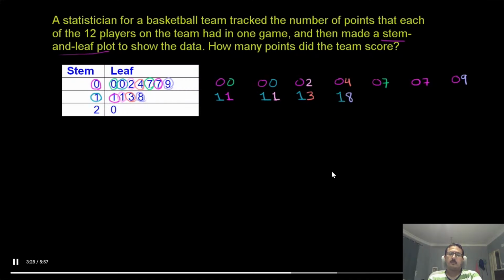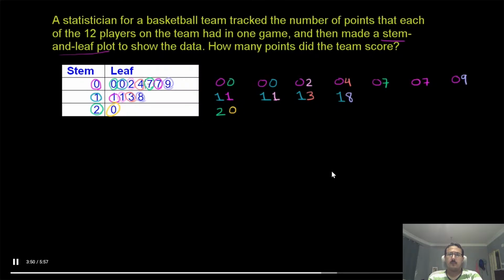And then finally, you have this player whose tens digit is a 2, and the ones digit is a 0. I'll circle that in yellow. It is a 0. So he or she scored 20 points. Looking at the stem and leaf plot, we were able to extract all of the points that all of the players scored.